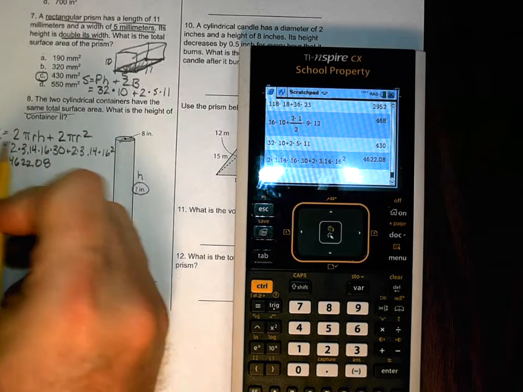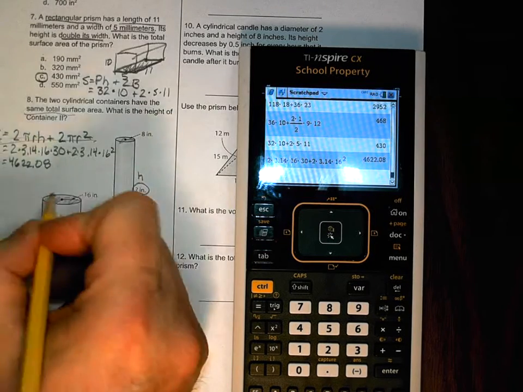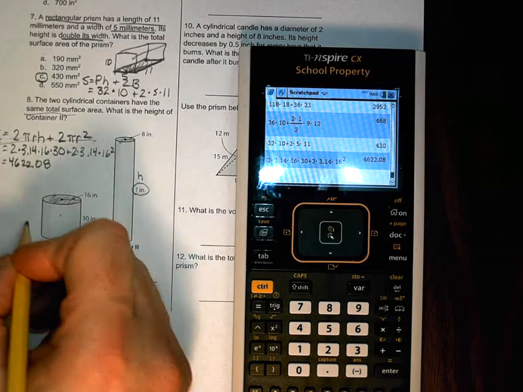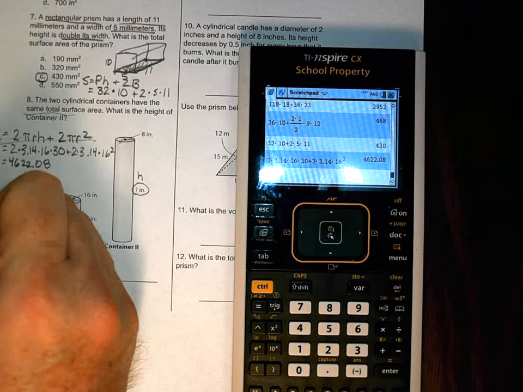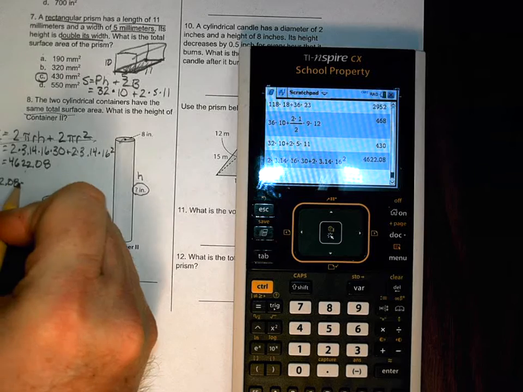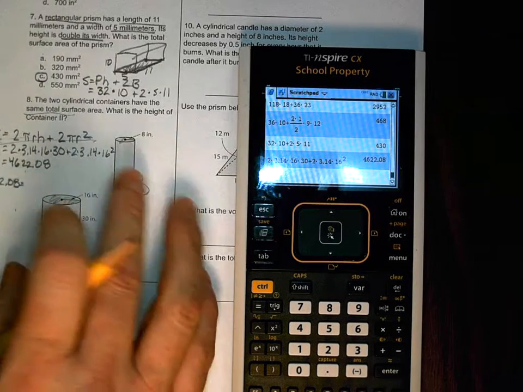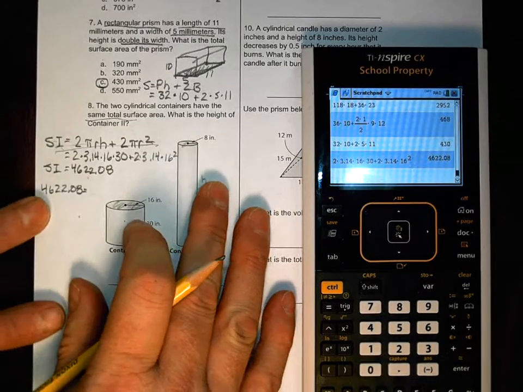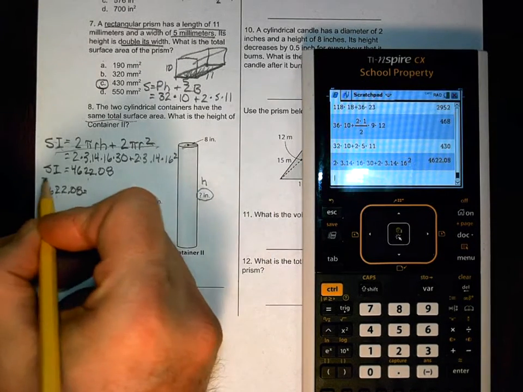Now, I can do that. I've got this formula. I used it up here. So surface area of 2. Here's where this gets funny. When I get to surface area of 2, I already know the surface area. It's this. So 4622.08 equals the whole formula up, because we know surface area of 2. I'm not even on the board. I'm pointing at it. Sorry. So we know what surface area of 2 is because we know they have the same surface area.